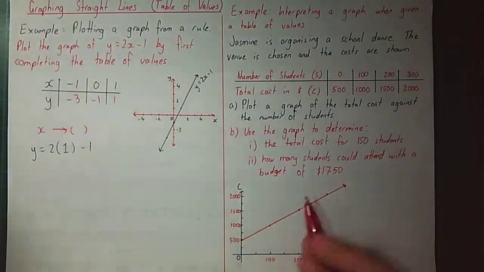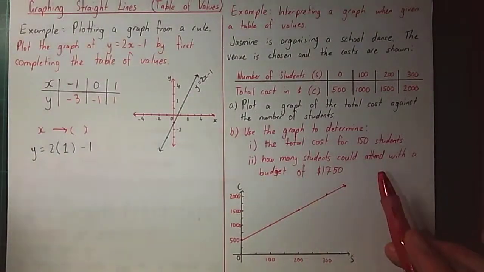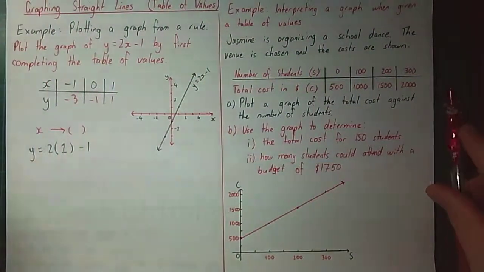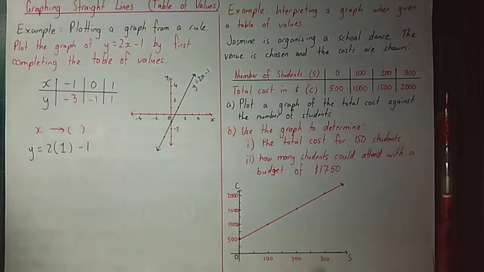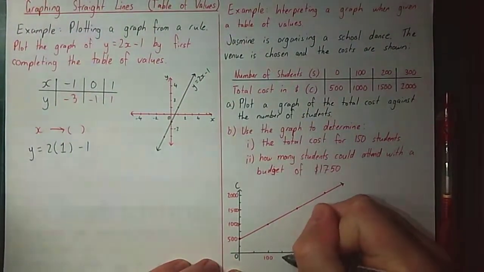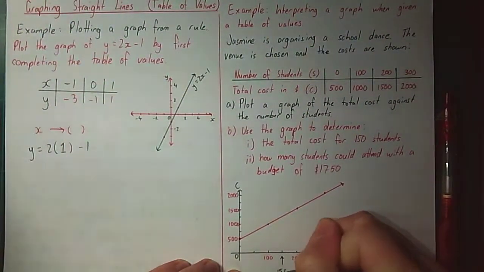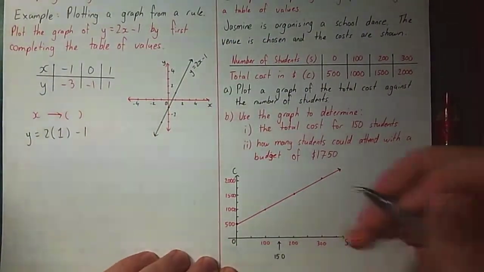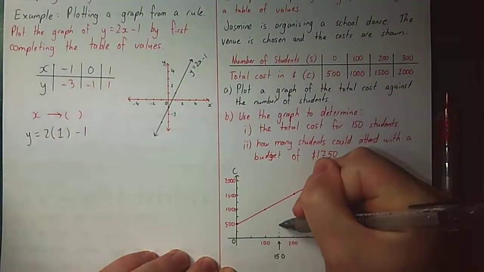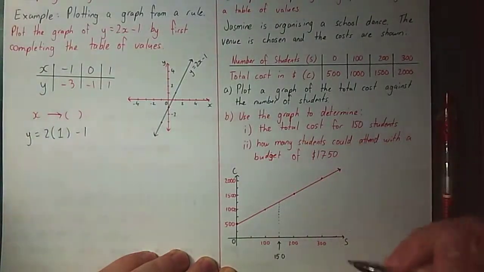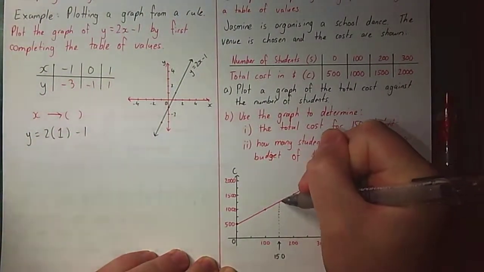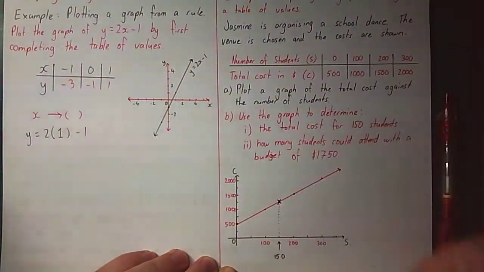Now that we've got that, we can use the graph to determine, so this is part B, we're going to determine the total cost for 150 students. So we need the graph in order to determine 150 students because we don't know what 150 students will cost. So we know that this here, that's going to be 150. That's 150 there. I'm just going to do a dotted line up to the line. And I'm going to use that point here. So this is our point, the total cost for 150 students.